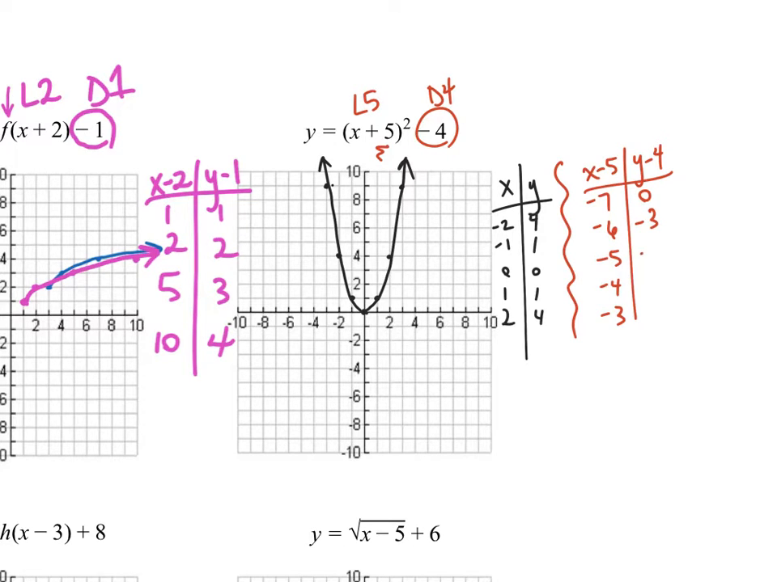Then I have 0, negative 3, negative 4, negative 3, 0. So let's graph that. Negative 7, 0. And I have negative 3, 0. Why not do them both at the same time? Negative 6, negative 3. And I have negative 4, negative 3. And then I have negative 5, negative 4.